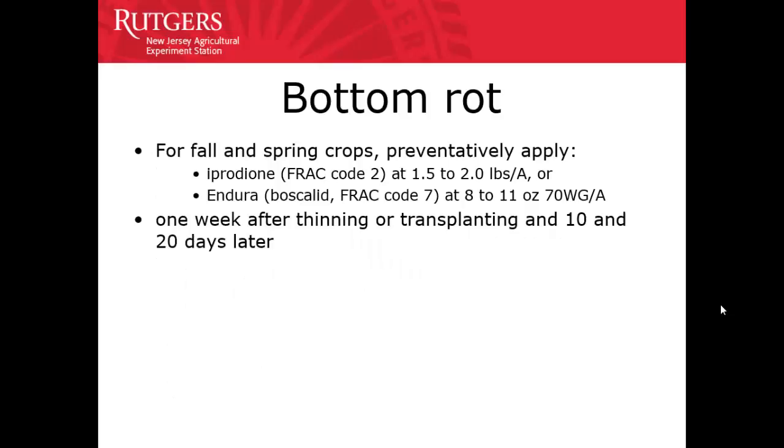From a control standpoint, in either fall or spring, you get just a couple options. The Bordine, which is RAW at 1.5 to 2 pounds per acre, or again, this Endura, Boscalid, FRAC code 7, at 8 to 11 fluid ounces per acre, again at thinning or transplanting and 10 to 20 days later. So with Endura, you get some bottom rot control as well as white mold control if you use it at planting.